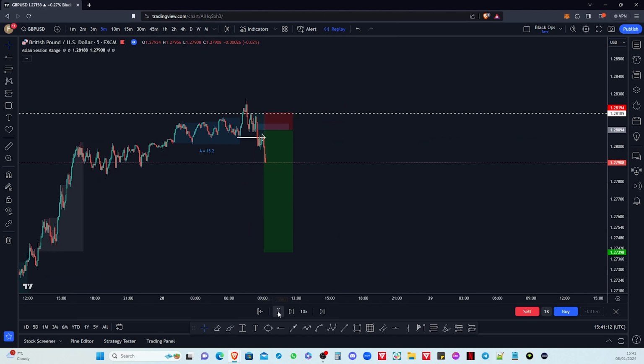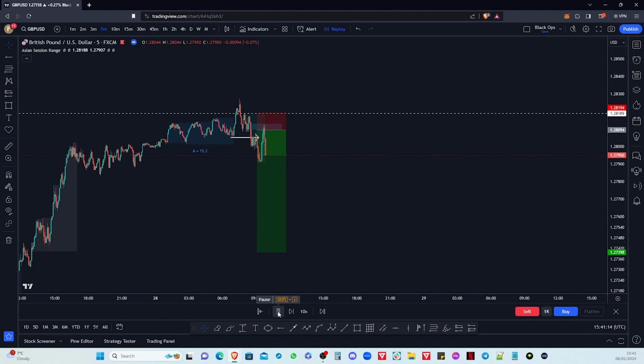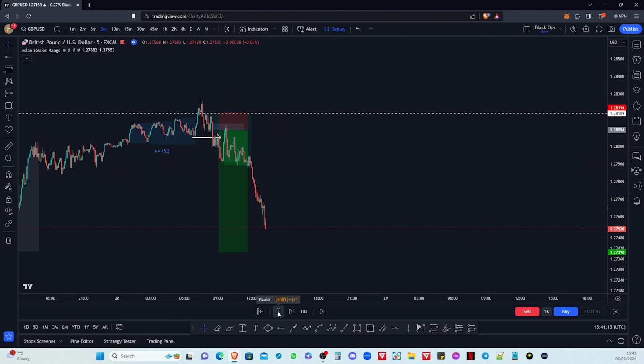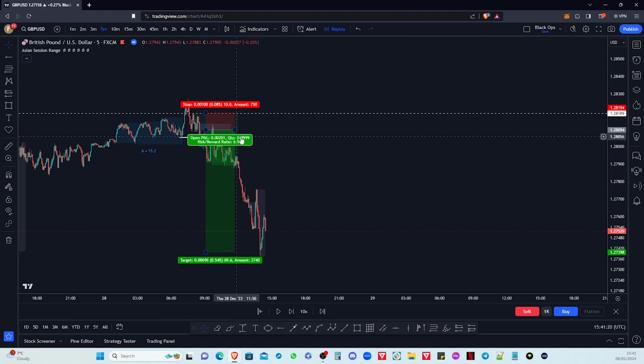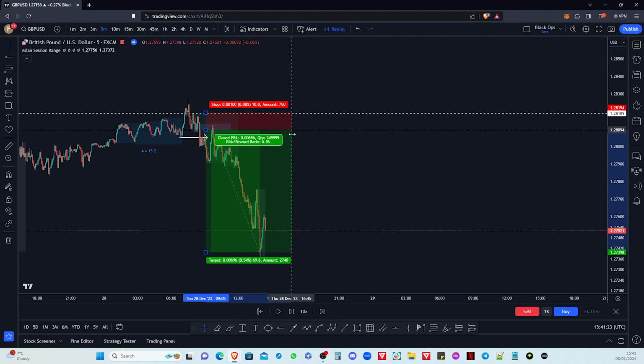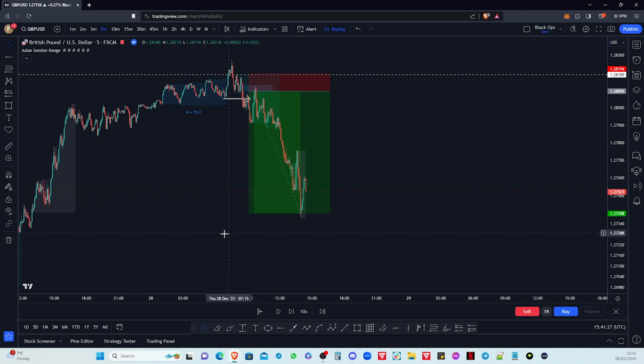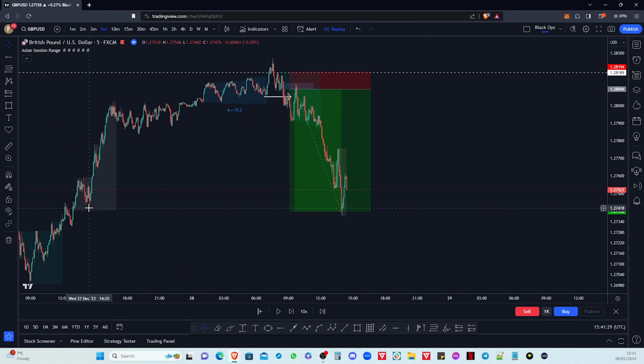If I play that, we get tapped in, and then eventually in the New York session of this day, price taps in, and I'm not going to be surprised by this reaction. Price takes the low, takes the liquidity from the New York session, and then it reacts. So it'll actually be this though. This is where most of the liquidity would be.